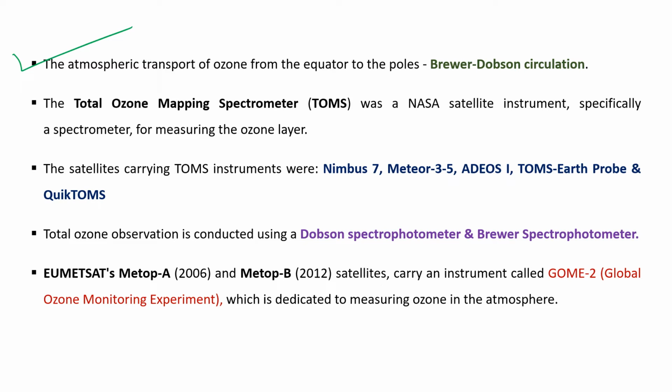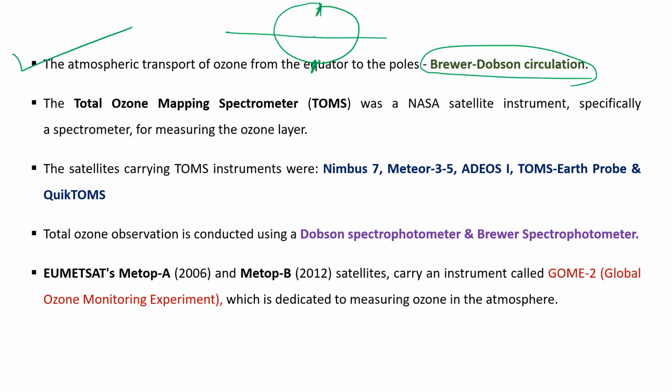Now the atmospheric transport of ozone from equator to pole is known as Brewer-Dobson circulation. So this is the earth and this is the equator. These are the poles. Okay.